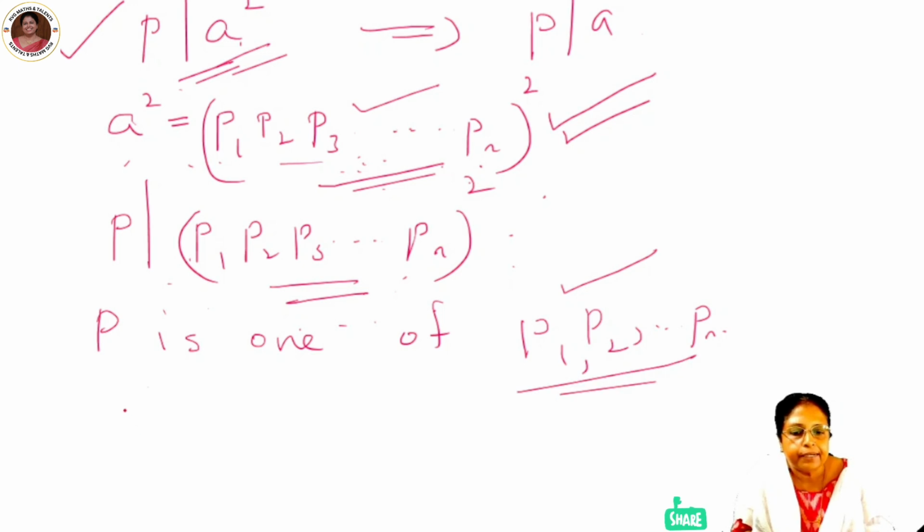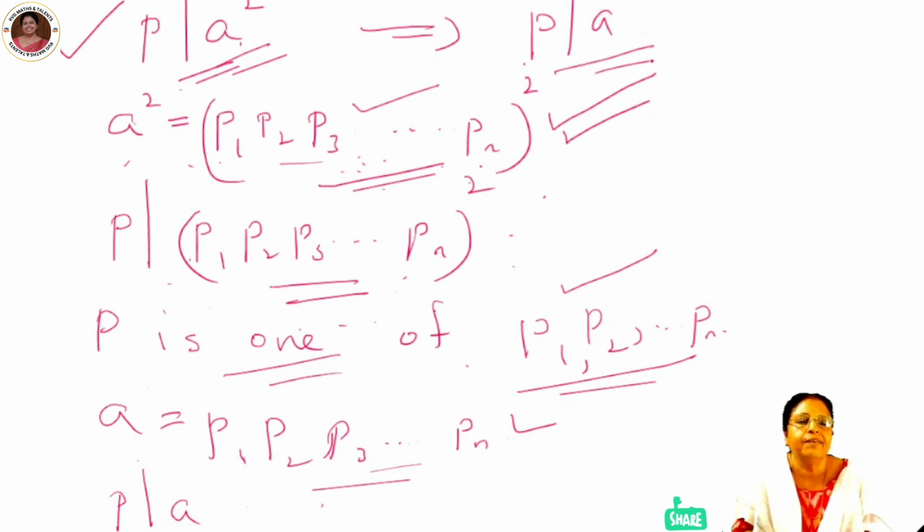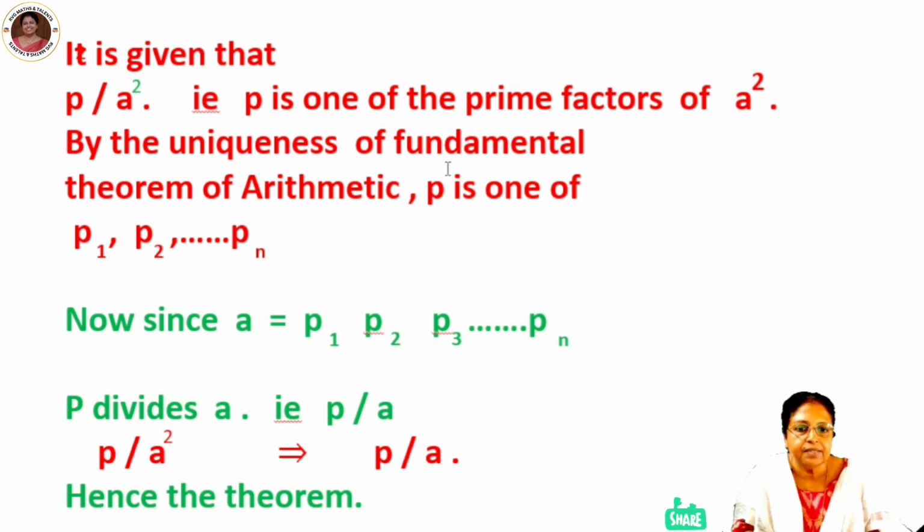We started with a equal to p1 p2 p3 ... pn. a is a product of these primes, and we have seen that p is one among them. That means from that you can say p divides a. Have you got it? So p divides a. So what we got? p divides a square implies p divides a. So that is the theorem we had to prove here. See this.